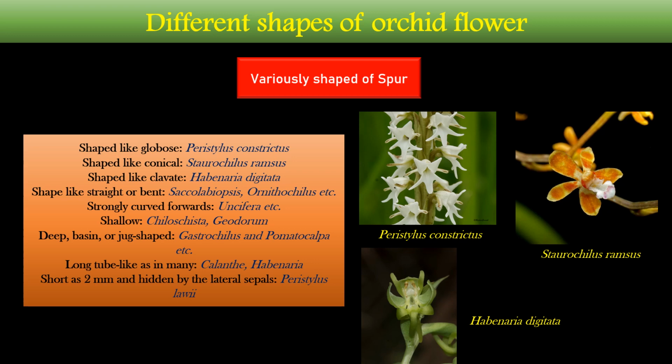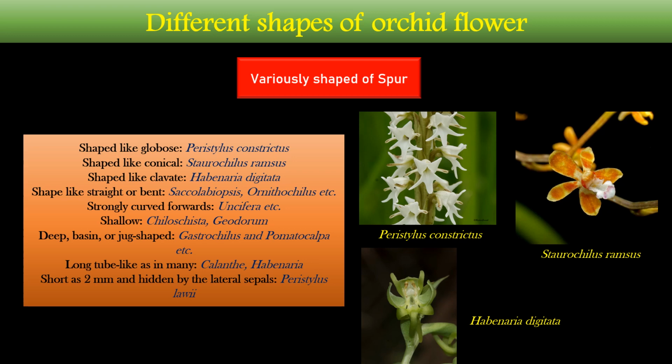Then comes the strongly curved forward spur. So that is Uncifera. Then comes our spur is shallow, that is Chiloschista geodorum, an example of this particular shallow spur type. Then comes the deep basin or jug shaped, that is Gastrochilus or Pomatocalpa, etc. So these are the genera where you can identify the particular type of spur, that is deep basin or jug shaped.